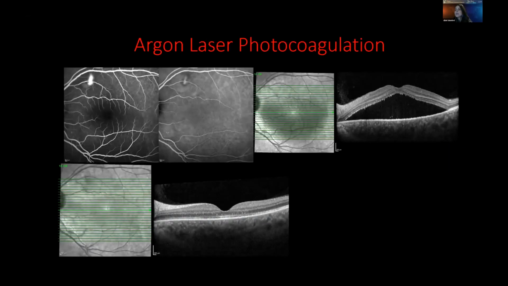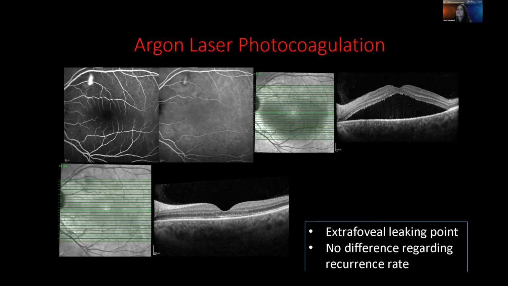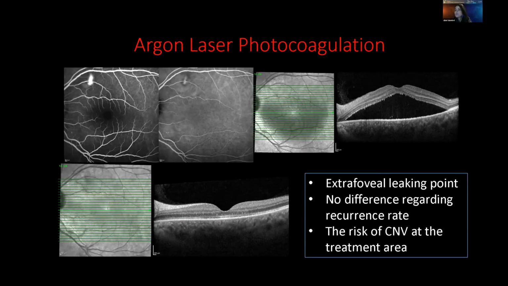Argon laser photocoagulation, thermal laser photocoagulation, was used to treat cases with persistent fluid and visual loss, and it is hypothesized that destruction of these detached sites allows scarring and reattaches the retina. For patients with extrafoveal leaking points, focal argon laser photocoagulation might be considered. However, this treatment option doesn't reduce the recurrence rate. We should keep in mind that we always have to check our patients regarding choroidal neovascularization at the site of the treatment.